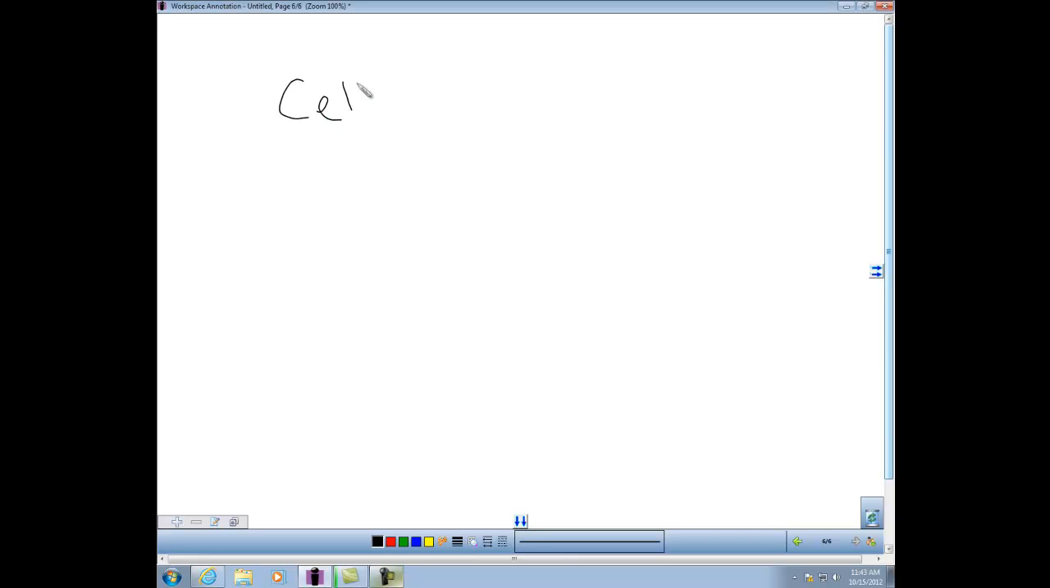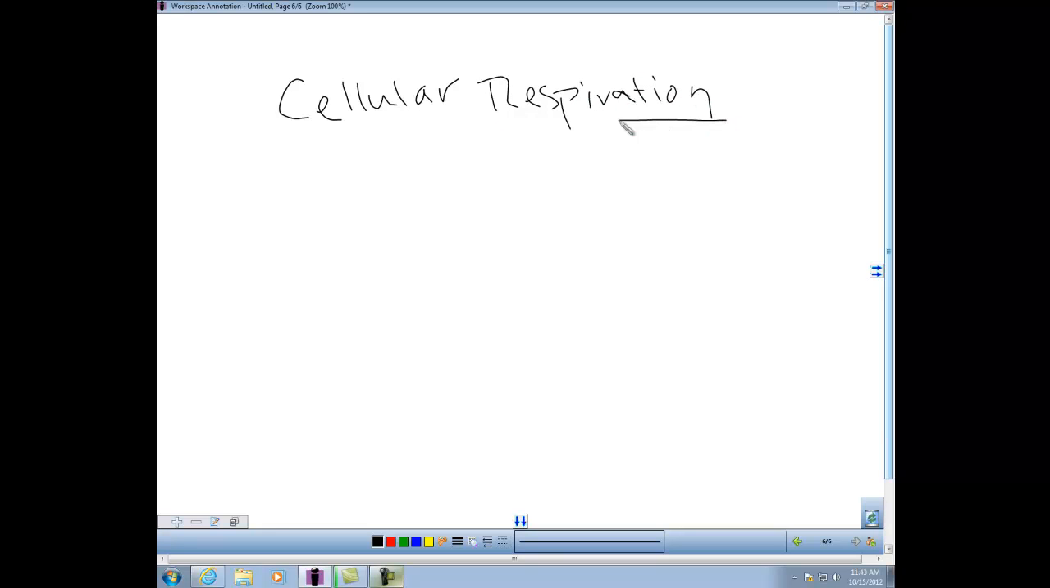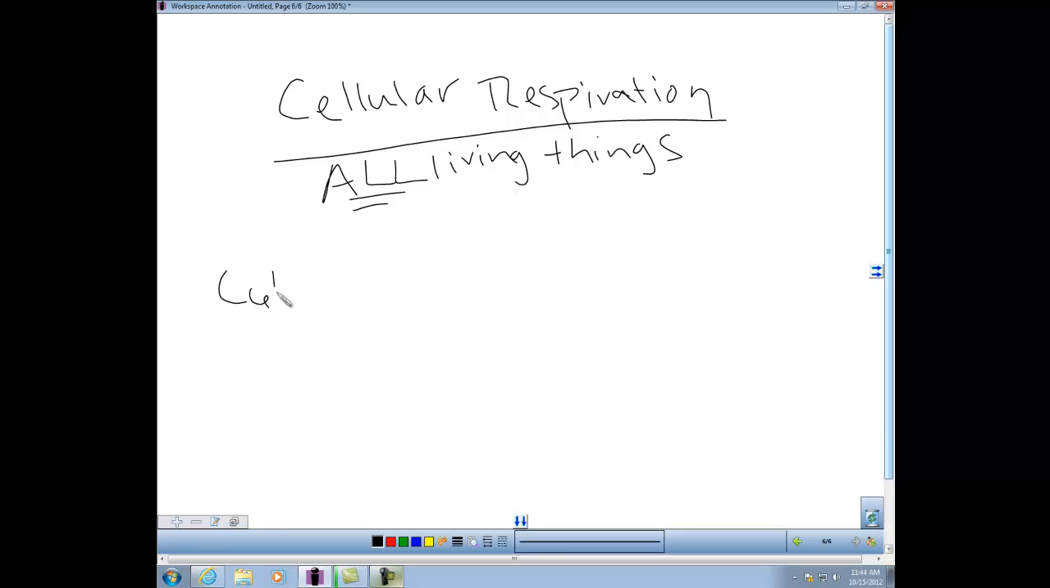Alright guys, we are talking now about cellular respiration. And cell respiration happens in all living things. Not just heterotrophs, not just autotrophs, all living things. So if you are living, you undergo cell respiration, and it happens like this in all living things. It's also pretty good evidence for evolution when we get to that later on.